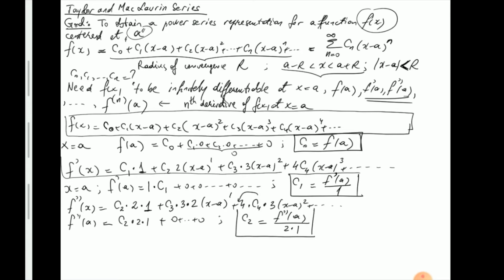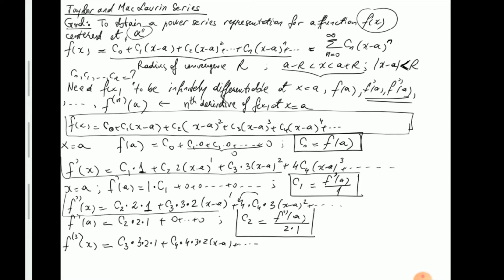And one more. Let's do one more. Look at f double prime. We differentiate one more time. So that's going to be the third derivative with respect to x. Again, c2 times 2 times 1 is a constant. That goes away. Then I'm left with c3 times 3 times 2 times 1 plus c4 times 4 times 3 times 2 times (x minus a), and all the other terms, each of them will contain x minus a to the first, to the second, and so on and so forth.